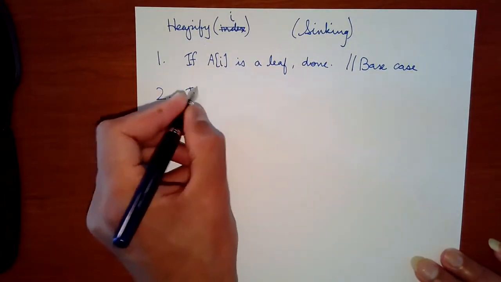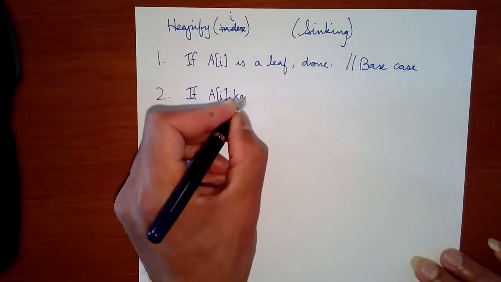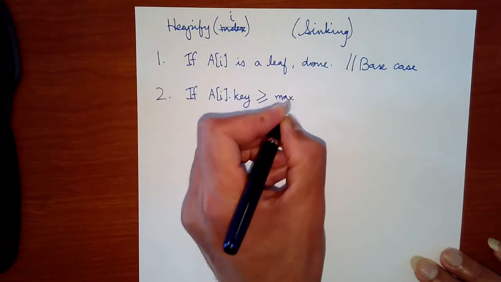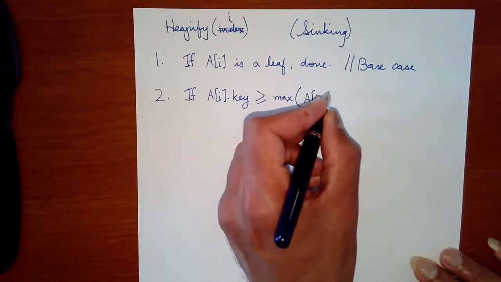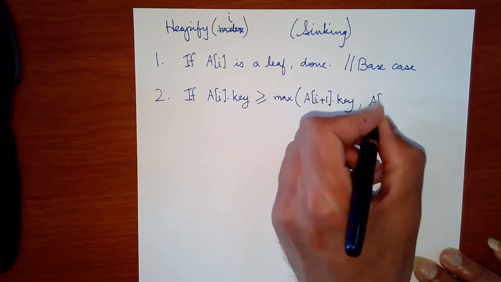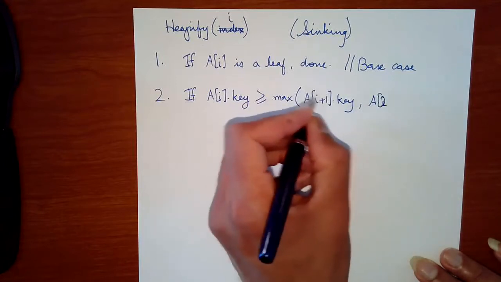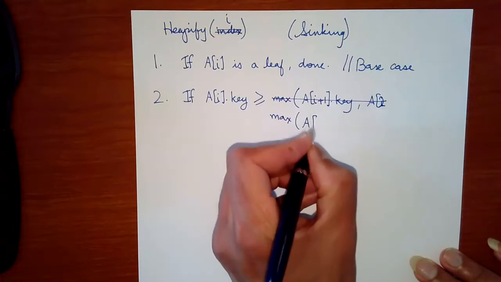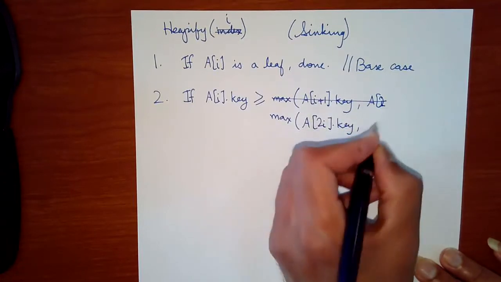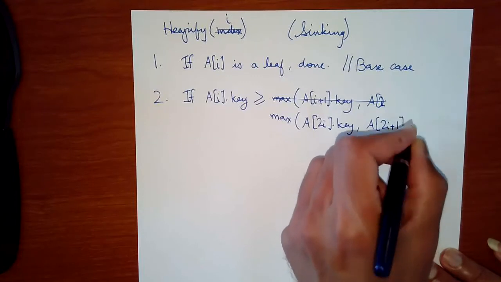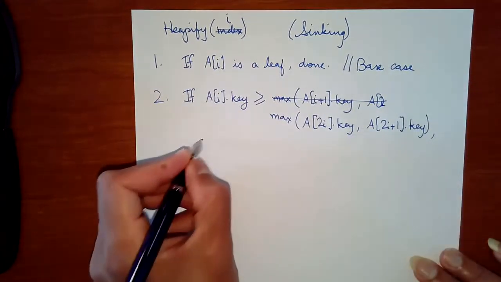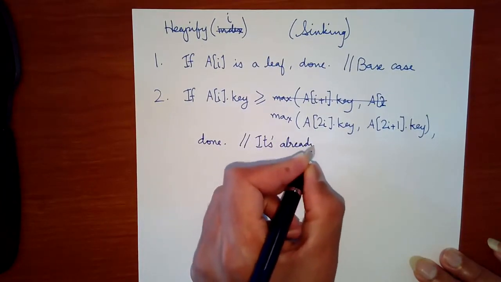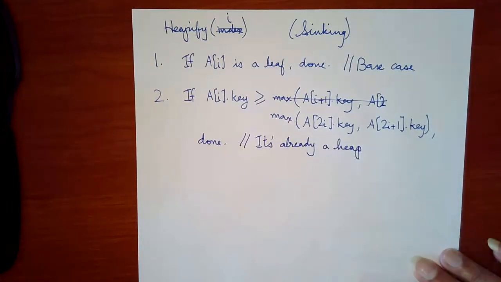Okay. If A of I dot key is greater than the maximum of A of 2 times I dot key and A of 2 times I plus 1 dot key, well, then we're also done because it's already a heap. Okay.